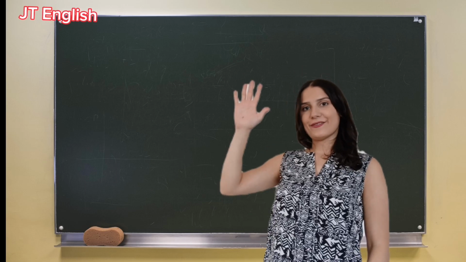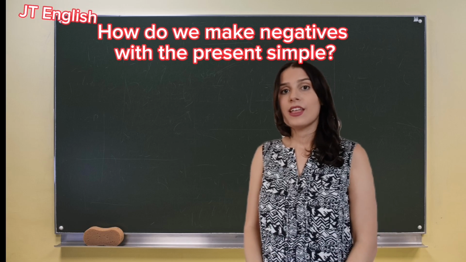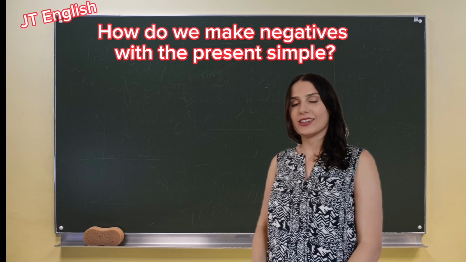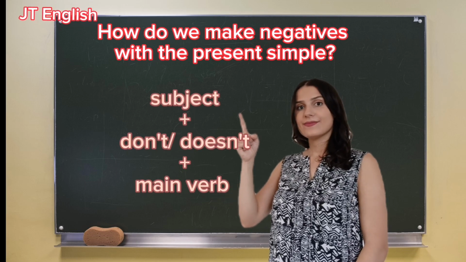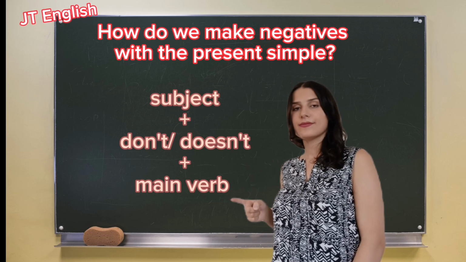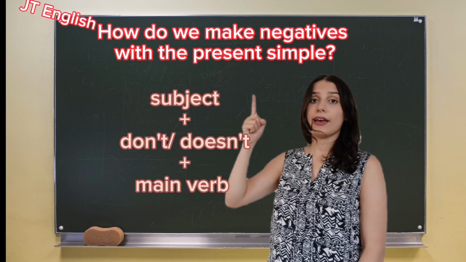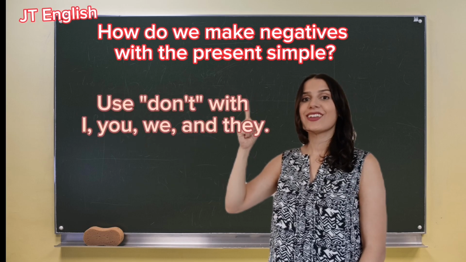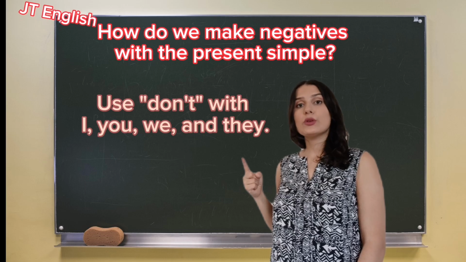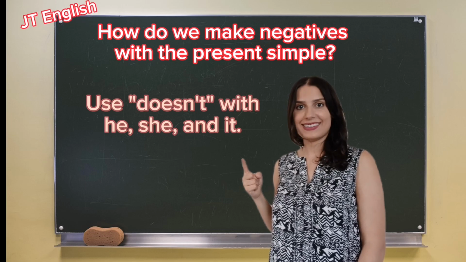Question number 5. How do we make negatives with the present simple? To make negatives with the present simple tense, use this formula. Subject, don't or doesn't, main verb. We use don't after I, you, we, and they, and we use doesn't after she, he, and it.